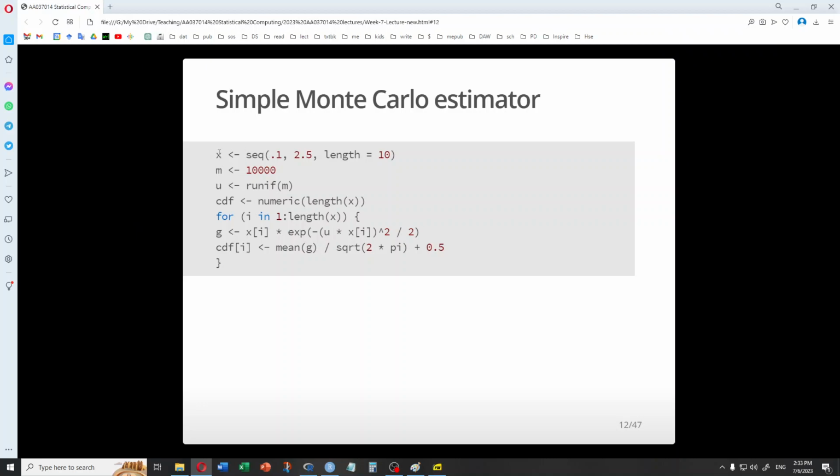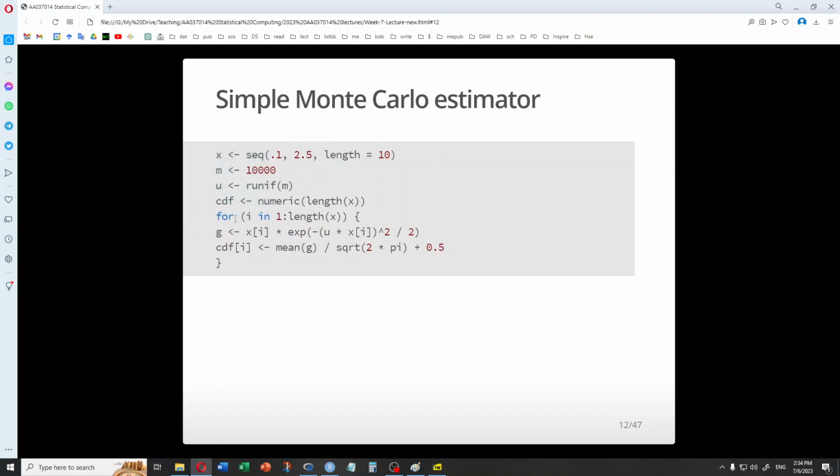So x is a vector of 10 values, and then m, we want to have 10,000 replicates, and then u is runif of m, from 0 to 1, and then CDF is an empty vector. So CDF, we want it to be numeric with the length of x, which means we want to create an empty vector of CDF with 10 numbers, and then we're going to use a loop to compute the CDF as well as g.